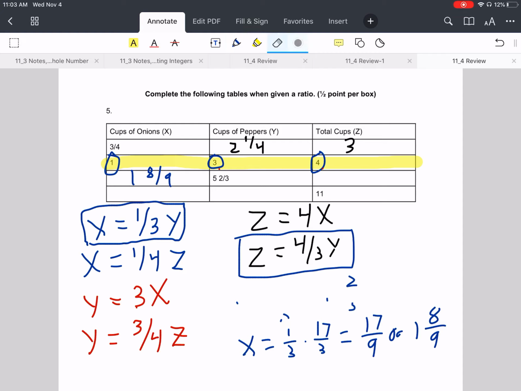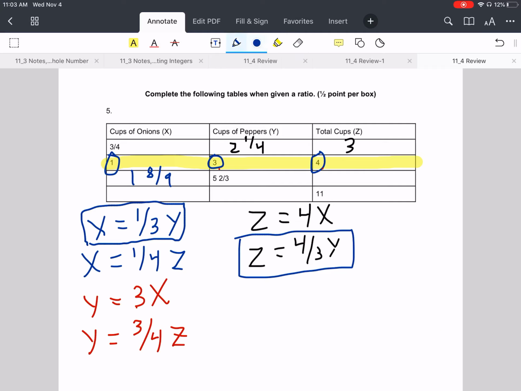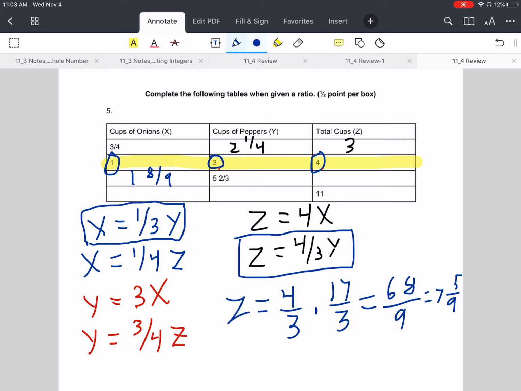For our total cups, we have z equaling 4/3 times y, now that we have fixed the equation. So we are saying z equals 4/3 times our 5 2/3, which is 17/3, which equals 68/9, and that would simplify to 7 5/9.